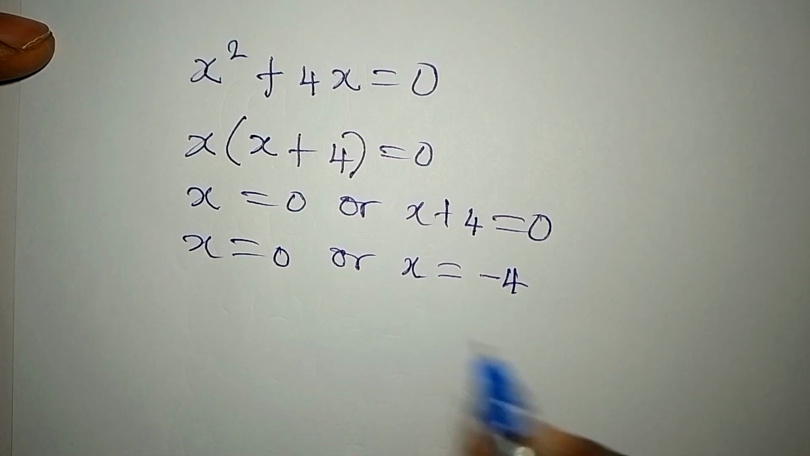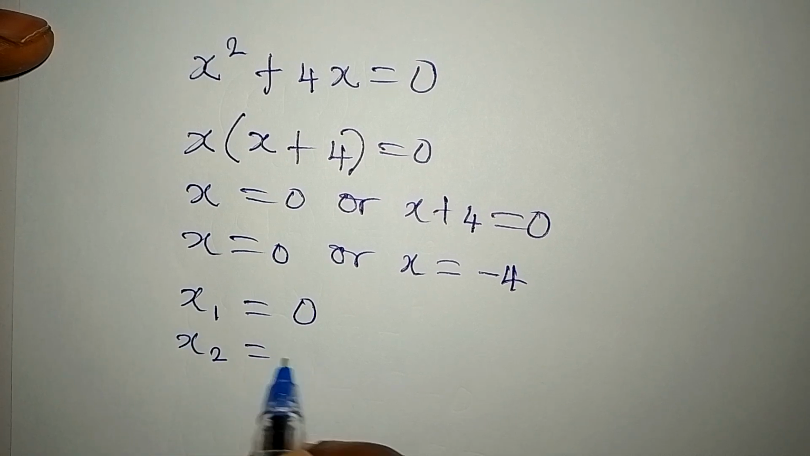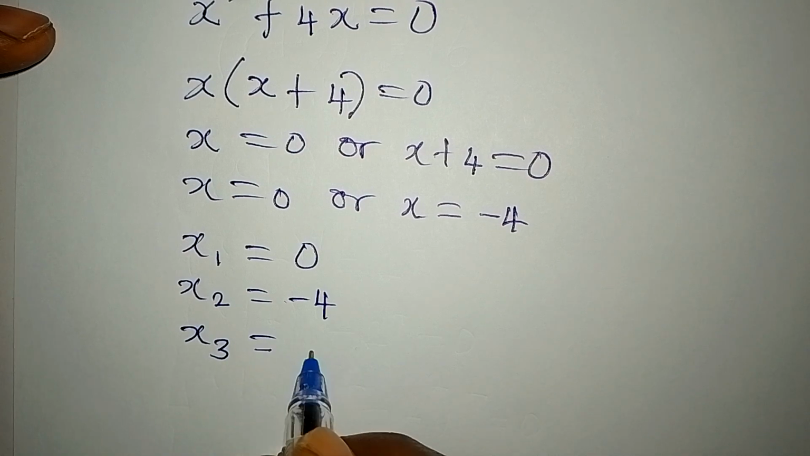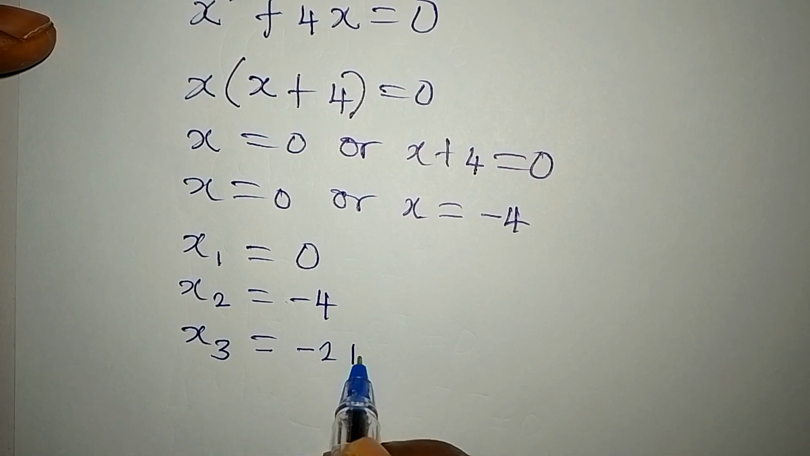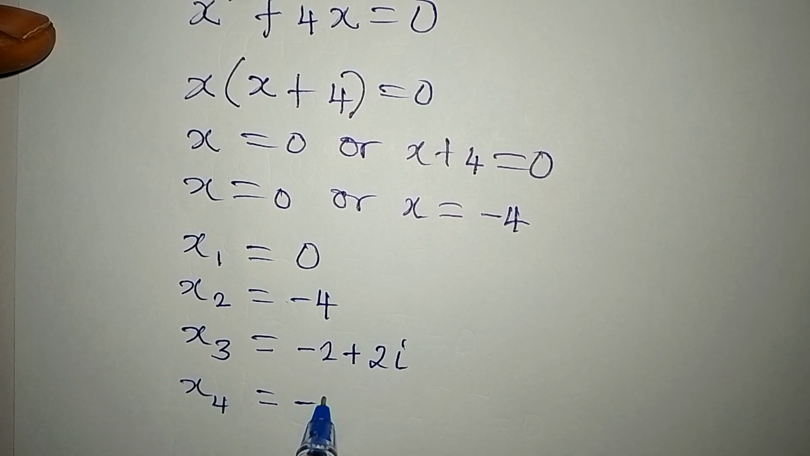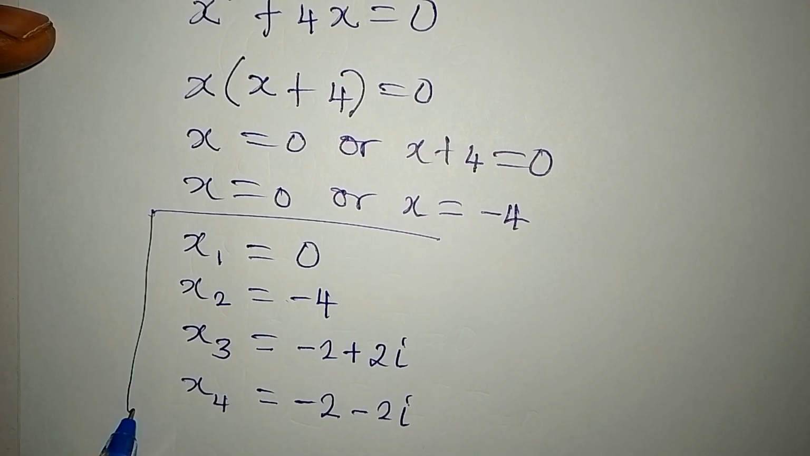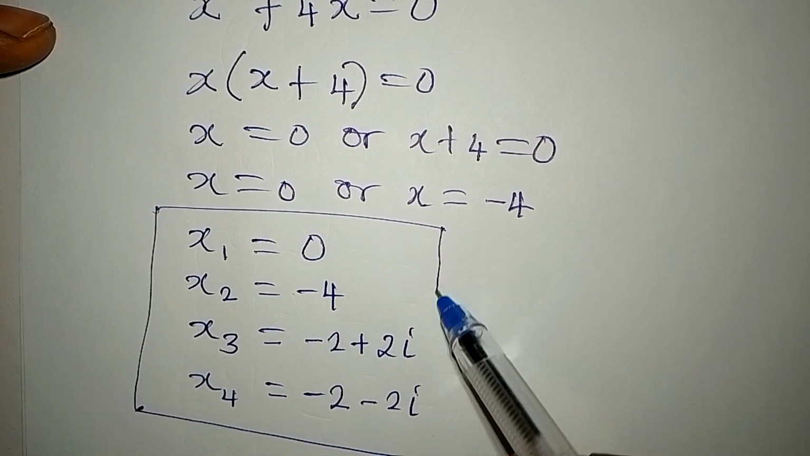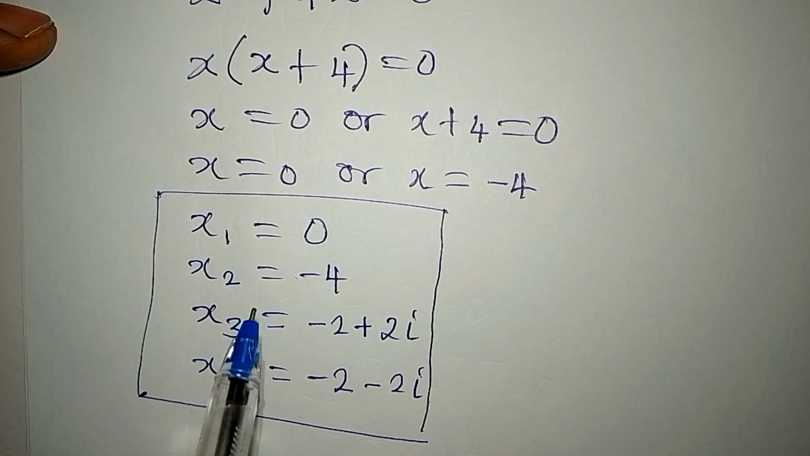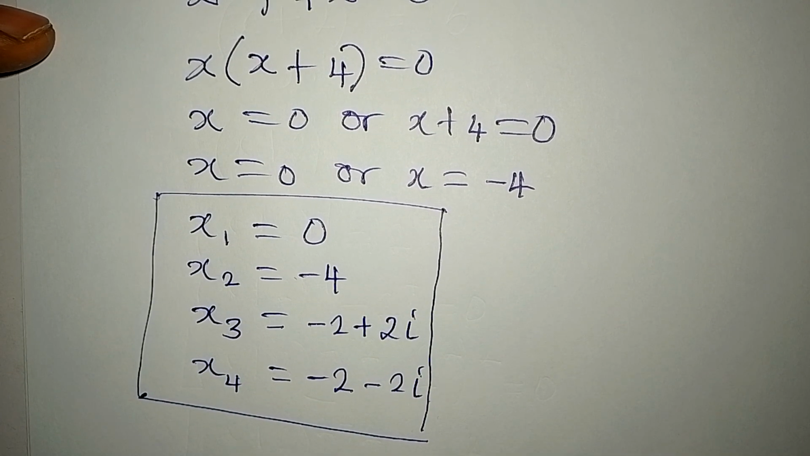I will call these x1 and x2. So our x1 is 0, our x2 is -4, and then our x3 is what we got before, which is -2 + 2i, and then x4 is equal to -2 - 2i. Like I told us before, we'll be having 4 solutions. So here are the 4 solutions to the equation, although the first 2 are real solutions and the last 2 are complex solutions.